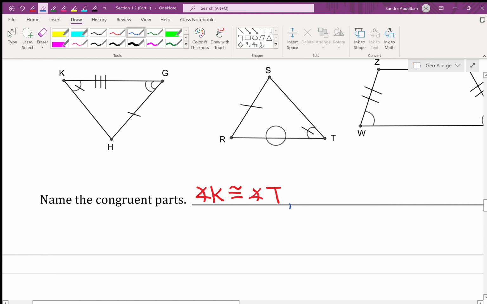Looking at the two triangles, is there two segments that have the same mark on them? Does anybody see? Looking for somebody different. Two segments that have the same mark just on the triangles. Julia, you got this. GH and SR. You got it. GH has one slash, SR has one slash. Because they have the same number of slashes on them, that means those segments are congruent. So the way we're going to write that is segment GH is congruent to segment RS or SR. It doesn't matter.